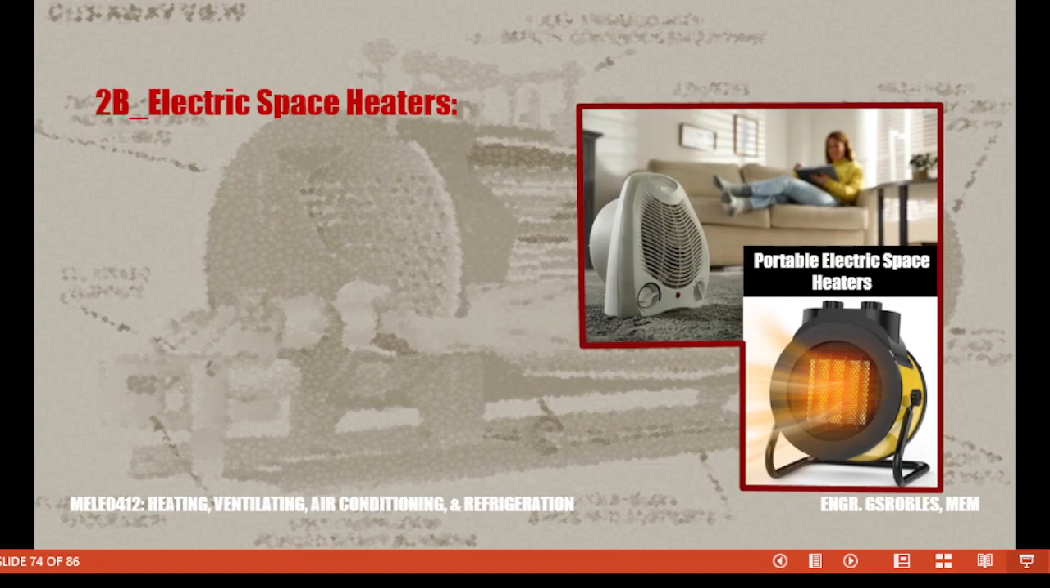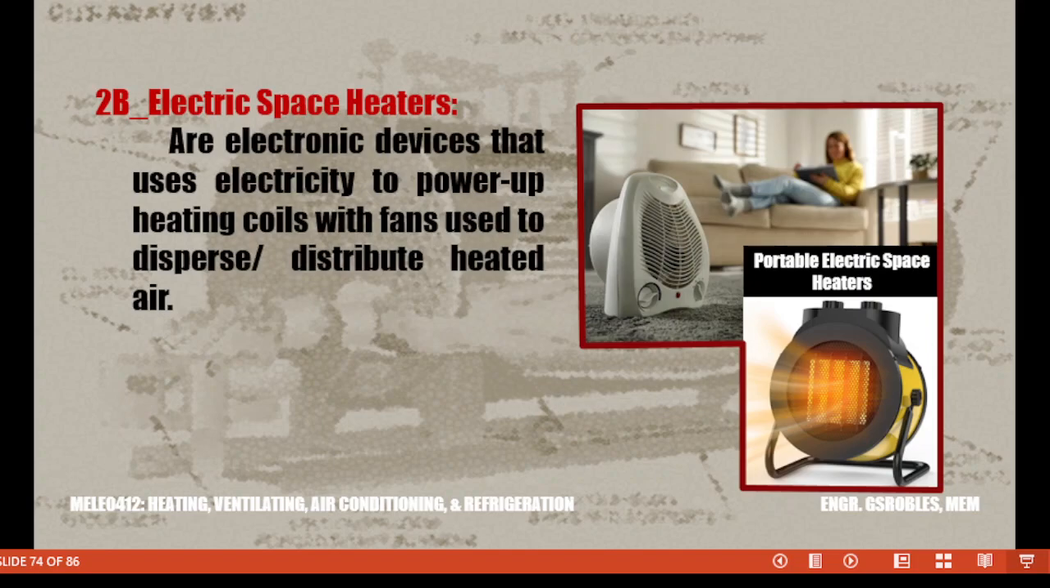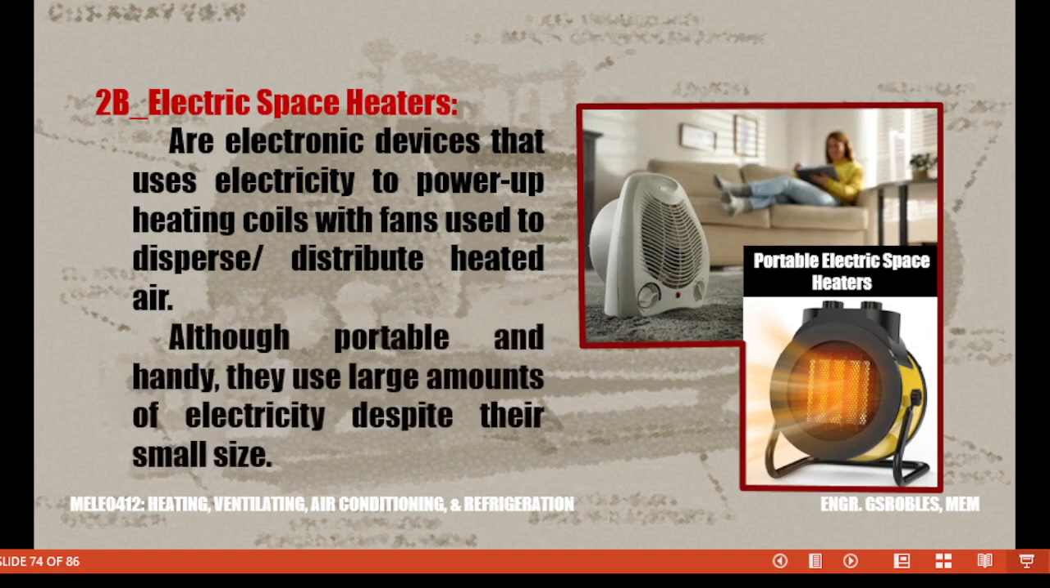So, another one is meron tayong tinatawag na electric space heaters. Electric space heaters are considered to be portable electronic device heaters that power up heating coils, making use of fans to disperse air across heating coils to eventually produce heated or hot air. So, ang problema natin dito is that they are large consumers of electricity, this despite their small portable size. So, ang bola nito is nasa heating coil as well as nandoon sa fan or blower.